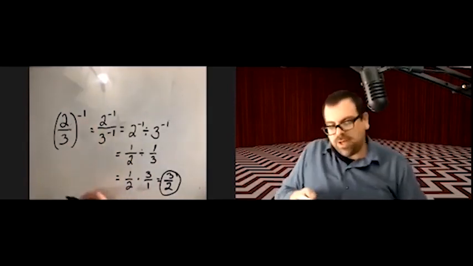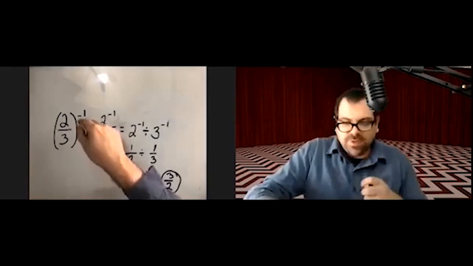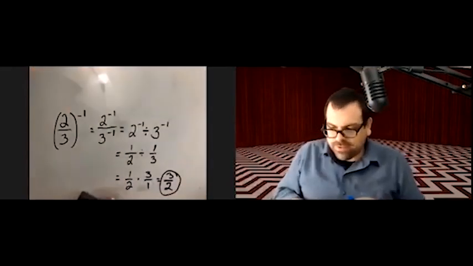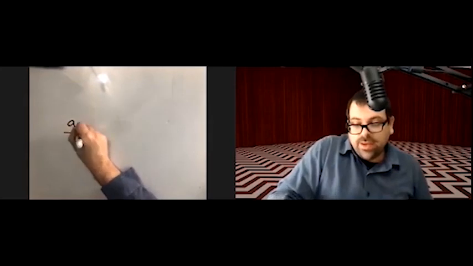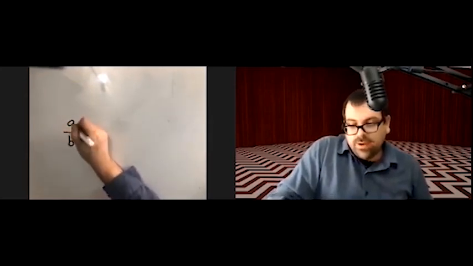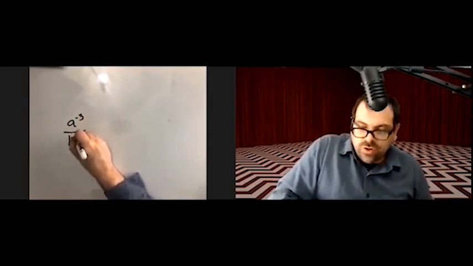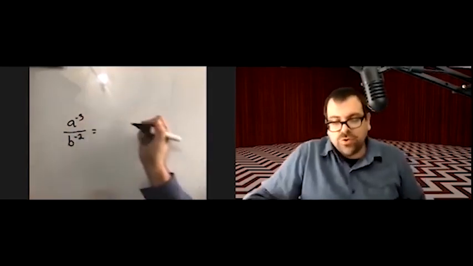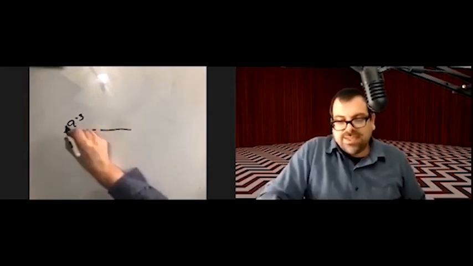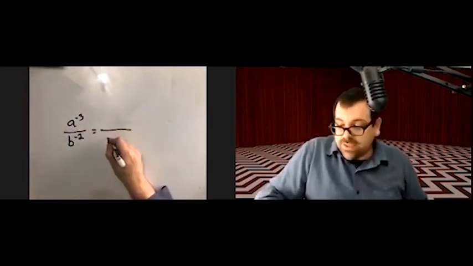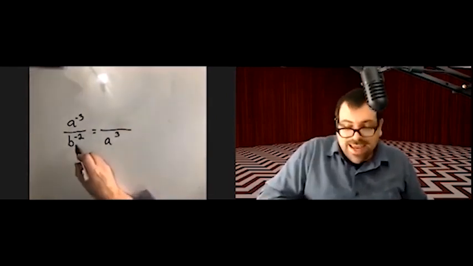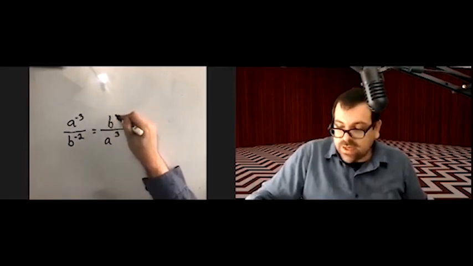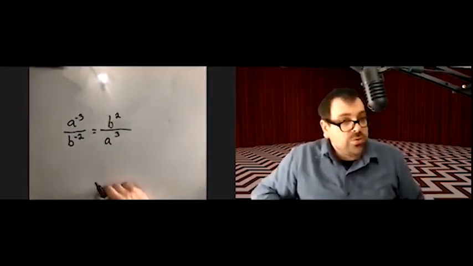Things from the top go to the bottom. Things from the bottom go to the top. And instead of negative 1 power, we'd have 1 power. So if we had a to the negative 3rd over b to the negative 2, this a to the negative 3 on the top is going to become an a to the positive 3 on the bottom. B to the negative 2 on the bottom is going to become b to the positive 2 on top.